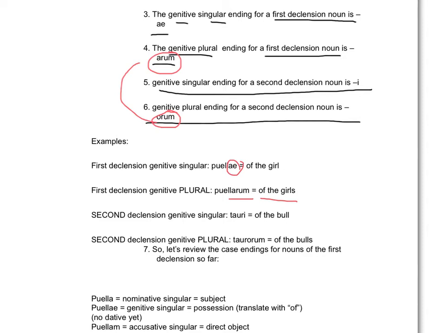Second declension genitive singular. There's the I that you add for the ending. That would mean of the bull. Those are the horns of the bull. And for the second declension plural, you add O-R-U-M, of the bulls in the plural.